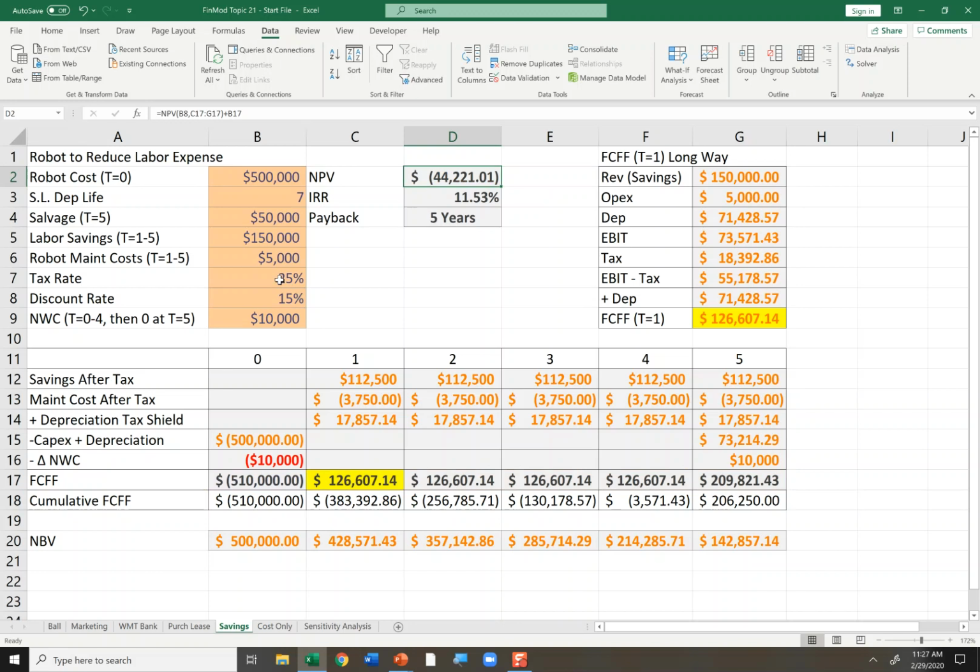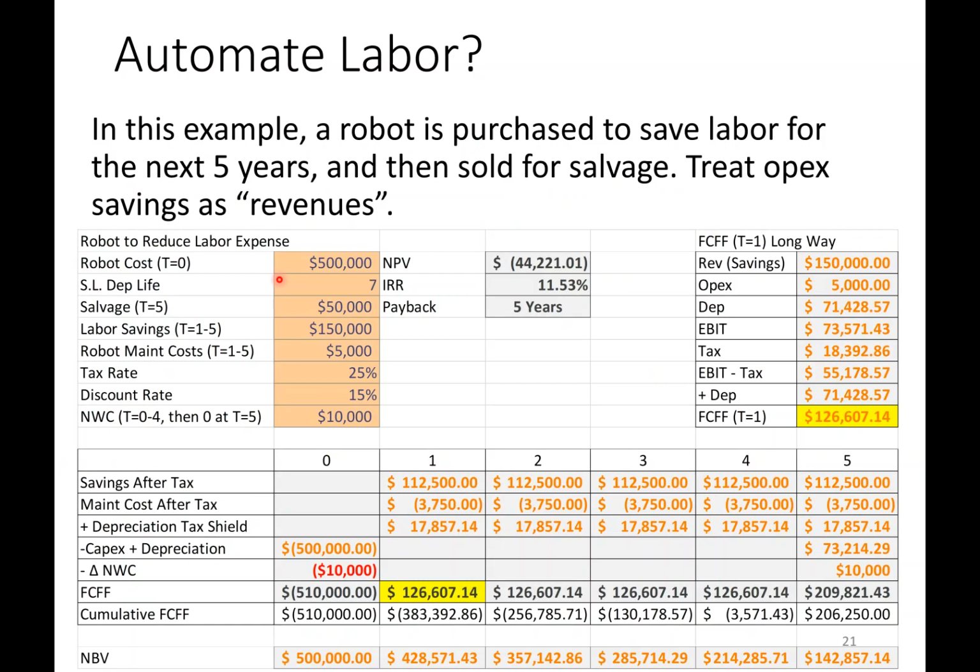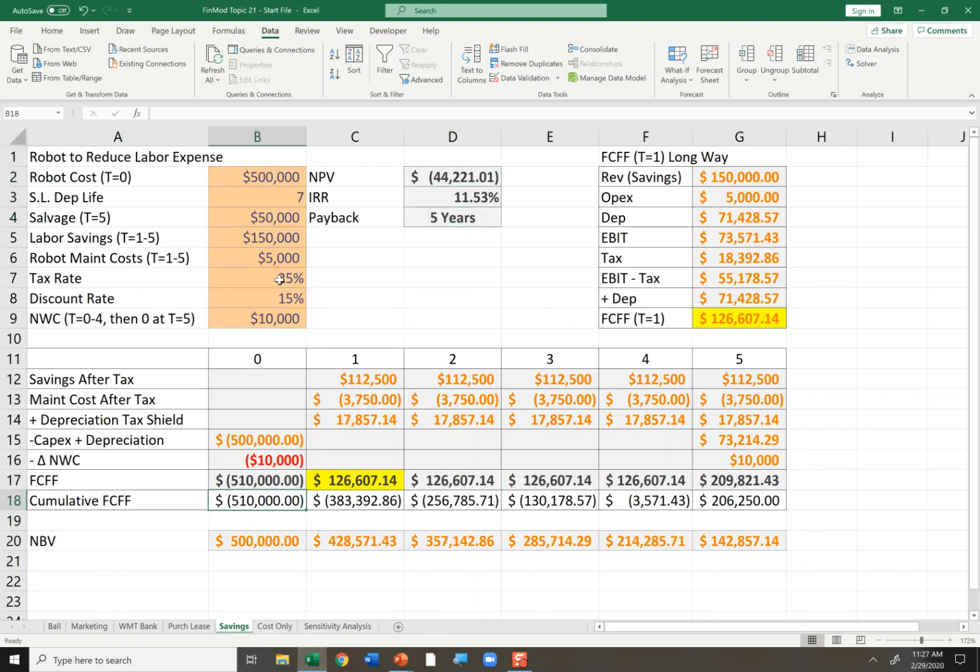Looks like negative $44,000. And my IRR is 11%, because for this project you wanted a rate of return of 15%, and I only got 12, so it has a negative NPV. I also calculated the payback period on this one. Notice the cumulative free cash flows turn positive in year 5, so we say the payback is 5 years. This is not a discounted payback, because that would not be in this horizon. It never gets paid back.